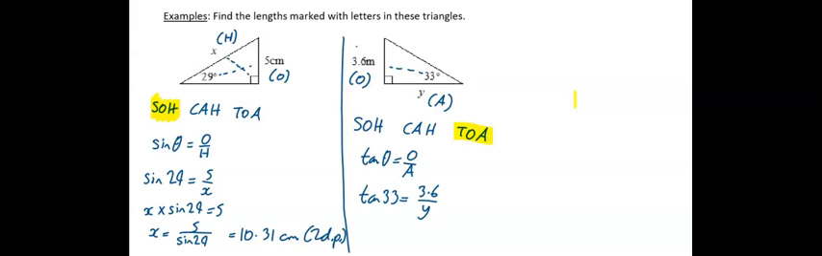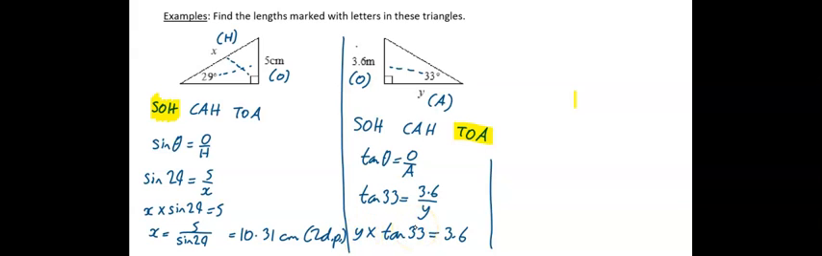So again, we've got a problem because the thing that we want to find, Y in this case, is on the bottom line. So let's look at this right hand side and think what's happening. 3.6 is being divided by Y, so when that Y comes across to the other side, it will be multiplying. So you're going to have Y times tan of 33 is equal to 3.6. So now what we have is Y is being multiplied by tan of 33.